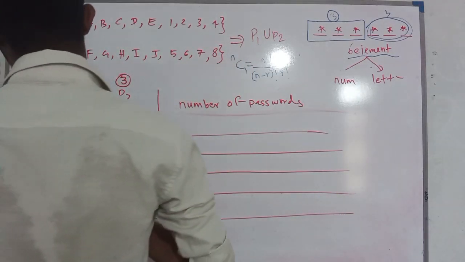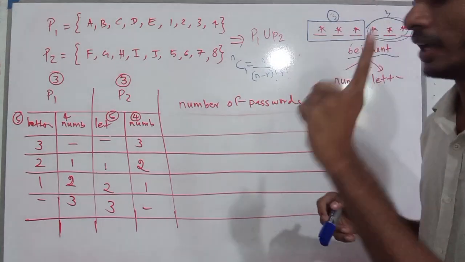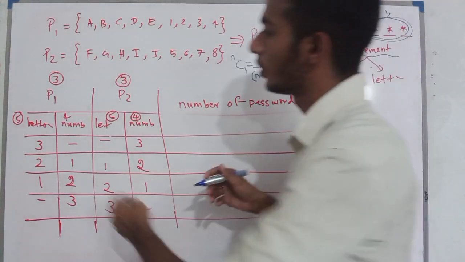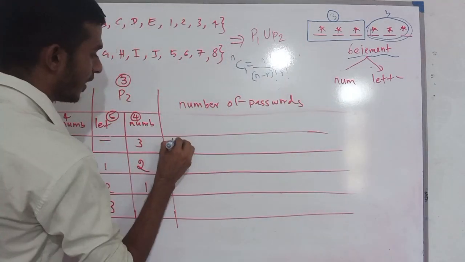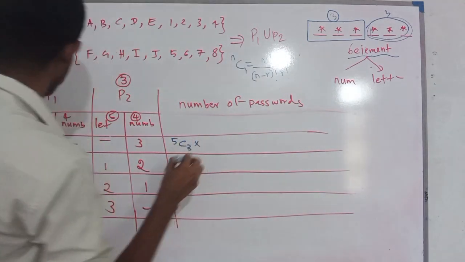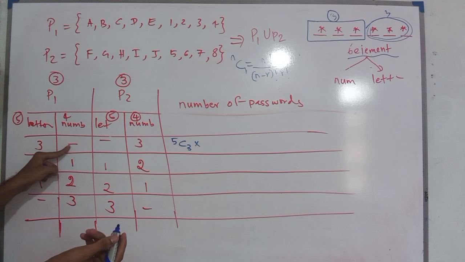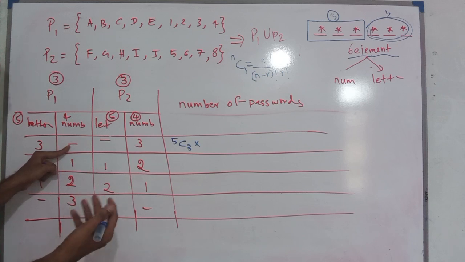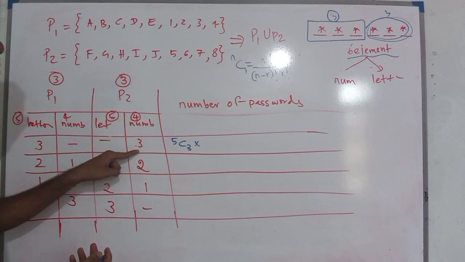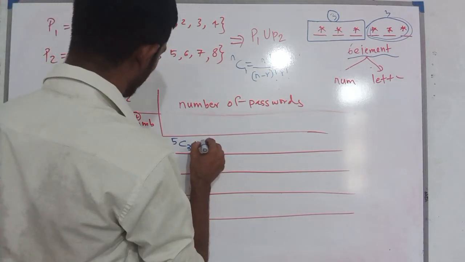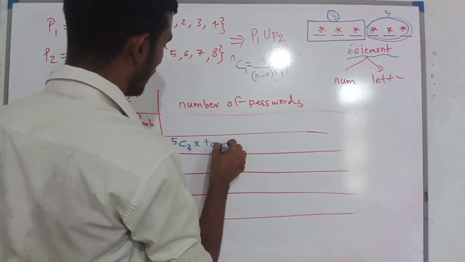Right. Now, this is also very simple. nCr. So, from 5, we have to select 3 letters. So, 5C3 times. We don't get any permutation from numbers. But here, from 4 numbers, we are going to select 3 numbers. Right? Yes. So, 4C3.